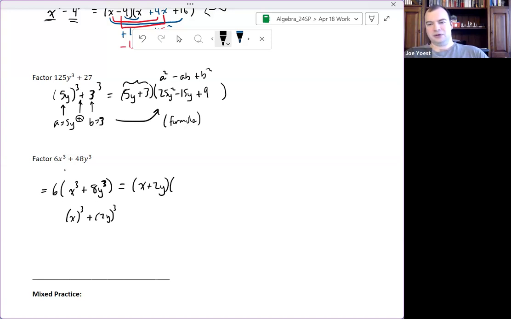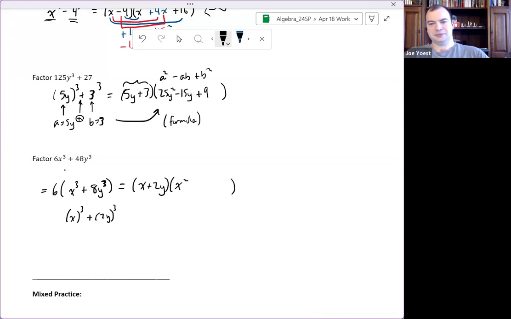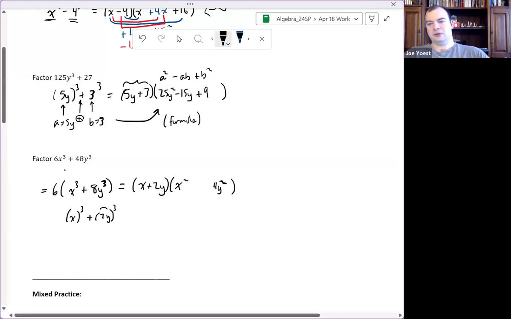And then what am I left with over here? Well, x has to multiply what to make an x cubed? That's got to be an x squared. 2y has to multiply what to make 2y all cubed? That's got to be a 2y all squared, or 4y squared.